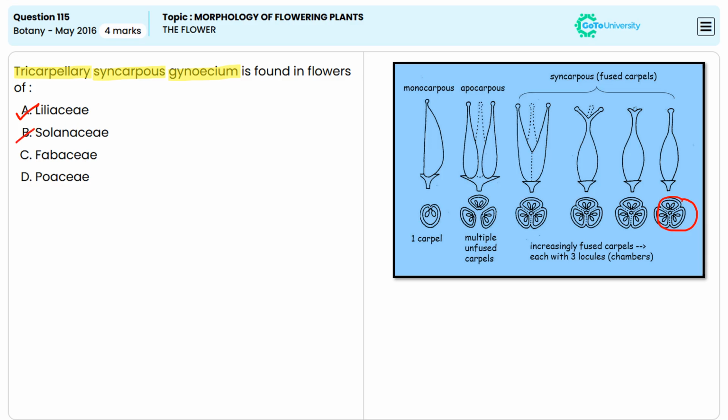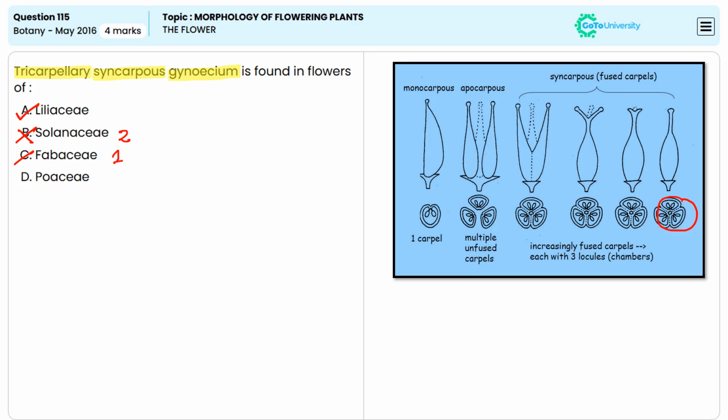Coming to option B, Solanaceae, this family also has syncarpus gynoecium, but it has two carpels fused together, not three. So option B is incorrect. Option C, Fabaceae, this family usually has monocarpellary gynoecium. So that means they have only one carpel.